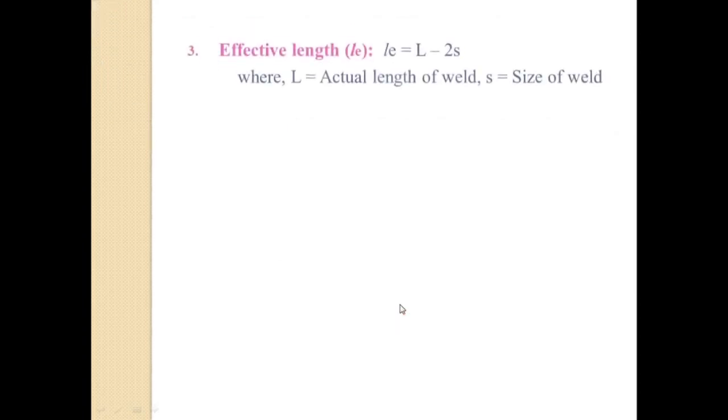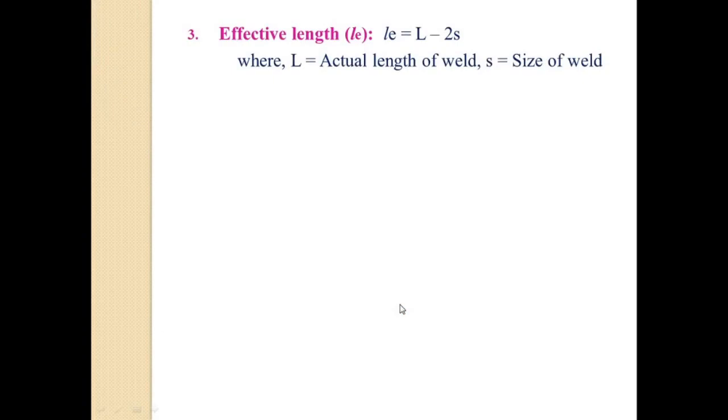So next is the effective length. Effective length of fillet weld is taken equal to its actual length minus twice the weld size. Here L is the actual length of weld and S is the size of weld. Therefore, effective length we can call as actual length minus twice the size of fillet weld.